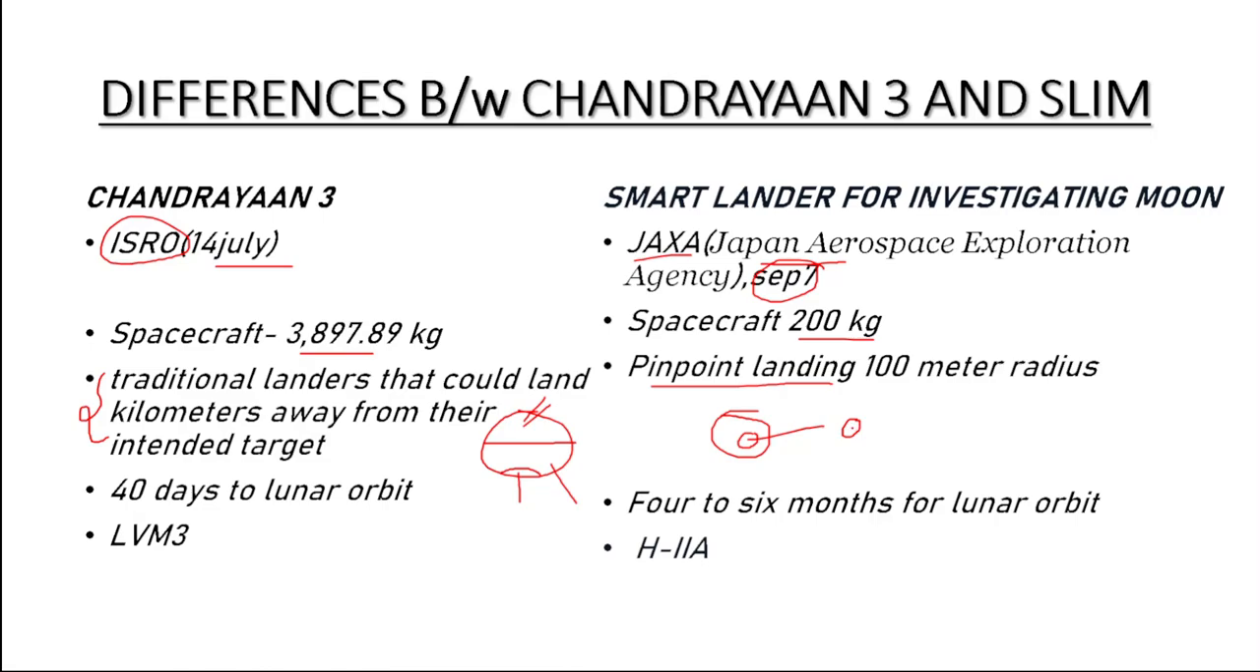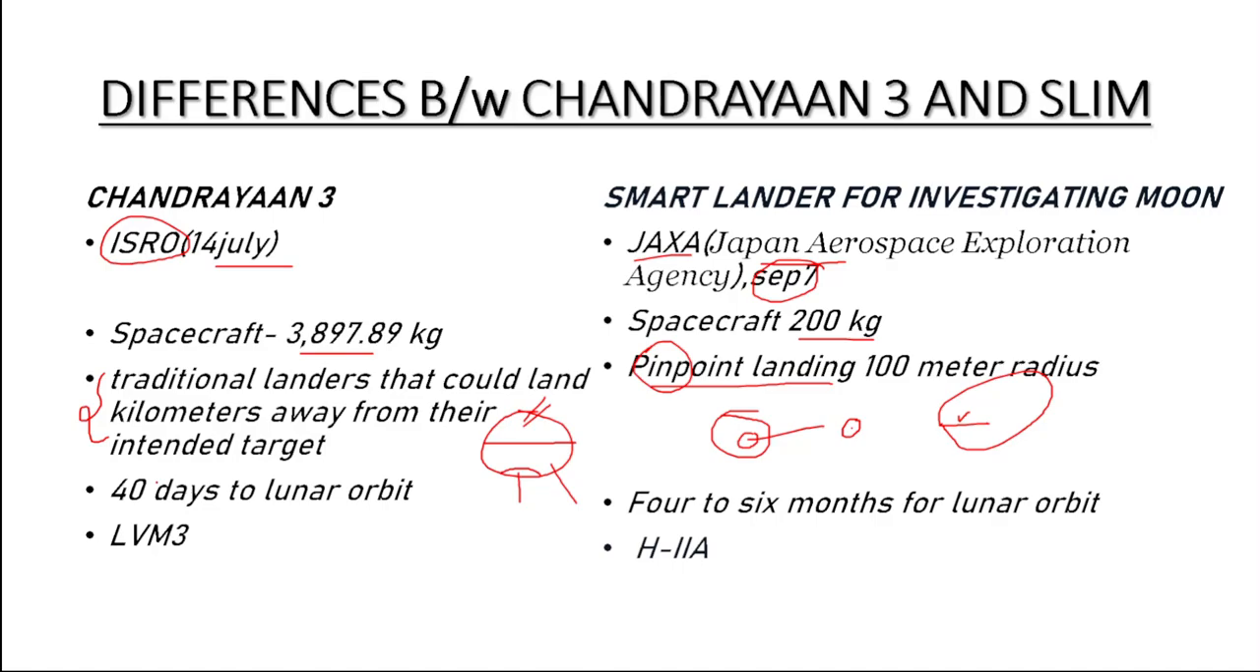Here sometimes it may not be possible to land at this exact point. For this they have given some space, so you can land anywhere around this point within the 100-meter radius. If you consider this as a point, anywhere in this area, we will consider this as a 100-meter radius. So that is the major difference between the two missions. Here it is pinpoint landing, here it is traditional landing.